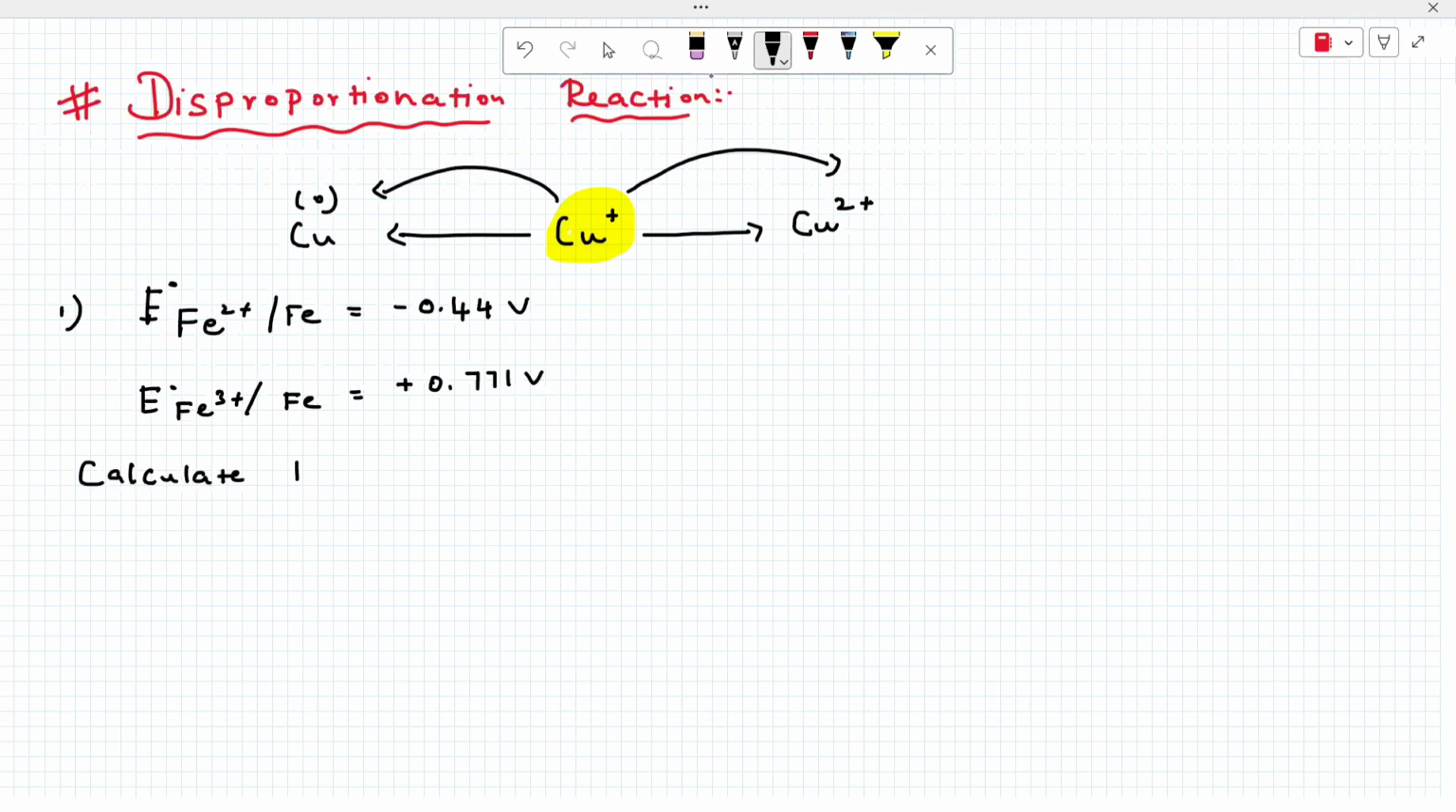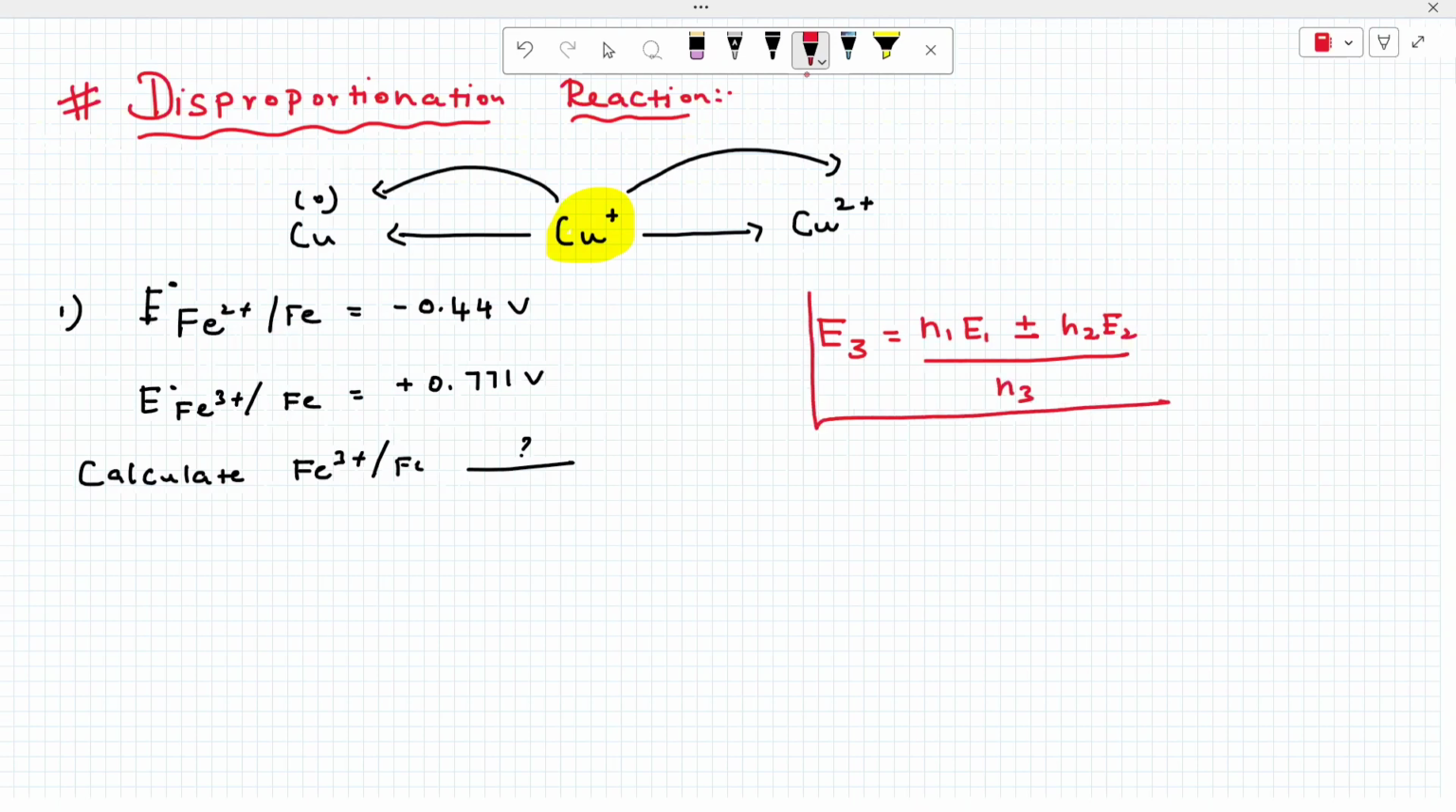They are asking for Fe3+ becoming Fe. Listen, I give the general trick formula, a simple trick, please note. Whatever they have given, what is the formula? E3 is equal to N1 E1 plus or minus N2 E2 by N3.